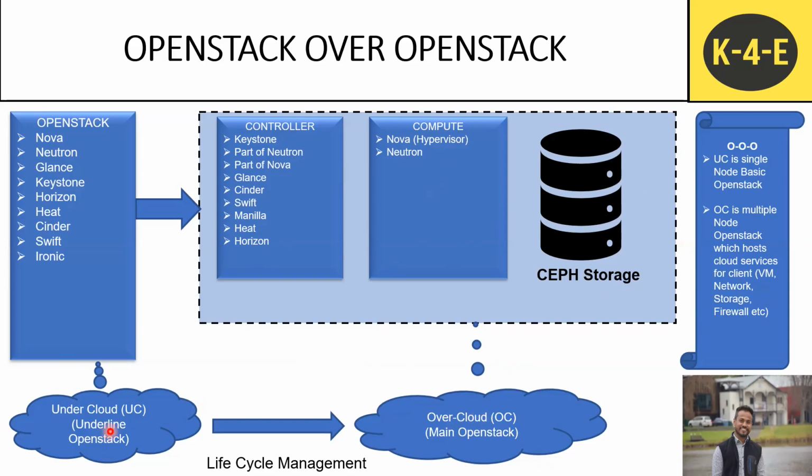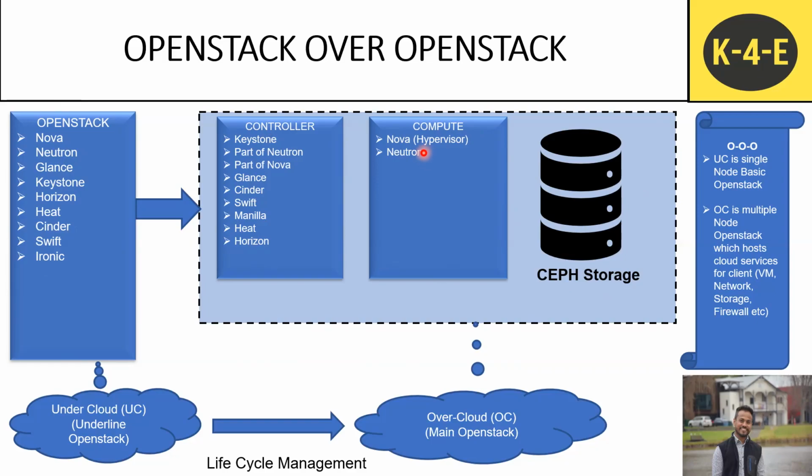So I hope from here you are clear what is under cloud. Under cloud is a single node OpenStack, whereas over cloud is a combination of different hosts which has controller, compute, and Ceph storage. And this has the services of OpenStack. So when we say services of OpenStack, these are the services of OpenStack. These services you can see is divided.